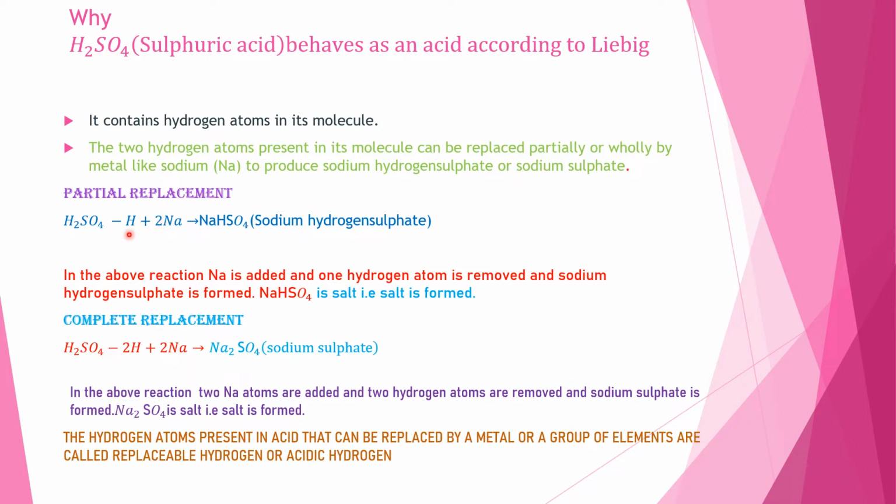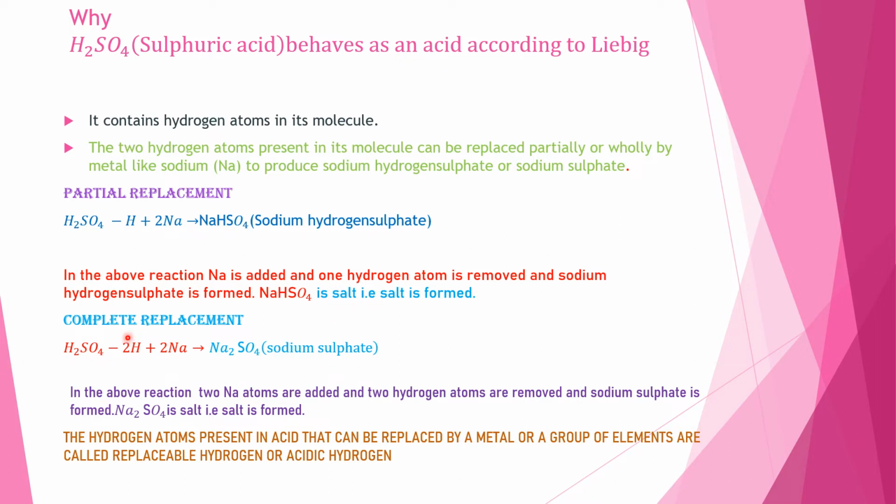What they mean here is that the hydrogen atoms of H2SO4 can be replaced. Here, one hydrogen atom is removed and a sodium atom is added to it, and it led to the formation of NaHSO4, that is sodium hydrogen sulfate. Sodium hydrogen sulfate is a salt. Why do they call it partial replacement? Because out of two hydrogen atoms, only one hydrogen atom is removed and one is still there, and a sodium atom is added. So it led to the formation of a salt, sodium hydrogen sulfate. That is what is written here, NaHSO4 is a salt.